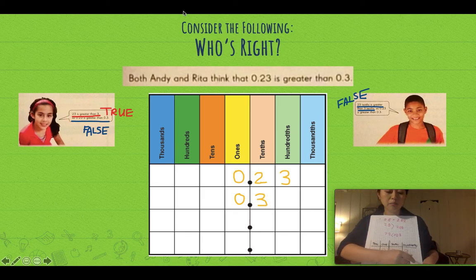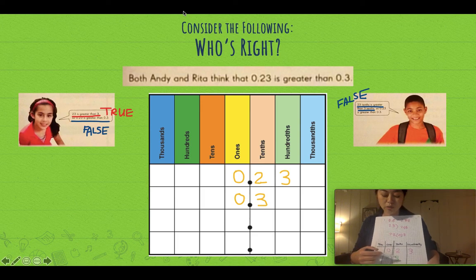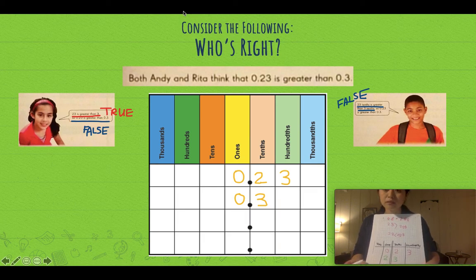Okay, but what Andy is saying is 23 tenths is greater than 3 tenths. But if I want to write 23 tenths, it is actually this, it is 2.3. And is 2.3 greater than 3 tenths, 0.3? Yes, it is. It is. That is true.